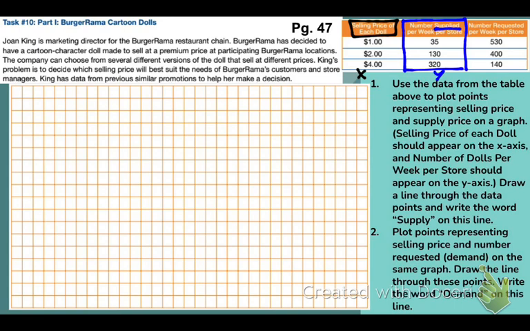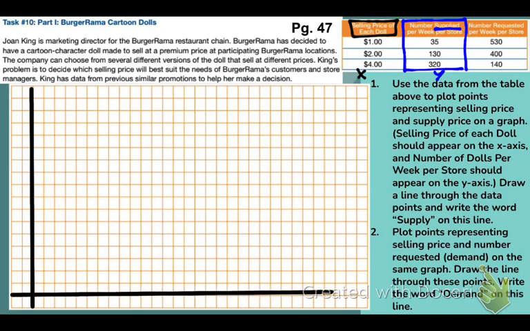So if we know we need to have it always being positive, my graph is going to be just that first quadrant, just that first part. And it told us that our x-axis is going to be our price, and our y-axis is going to be number of dolls.